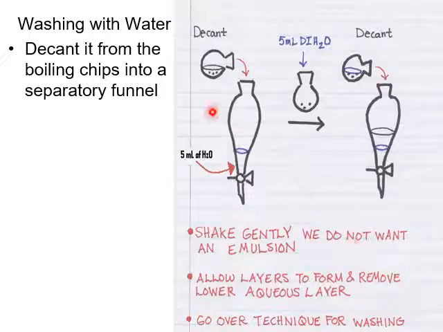So an emulsion is when you don't get these nice 2 layers, you get just one thing mixed in with all the contents. So you just drop it and you rock back and forth the separatory funnel, and you allow the layers to form, and you remove the aqueous layer. So the aqueous one should be the one on the bottom in this case.